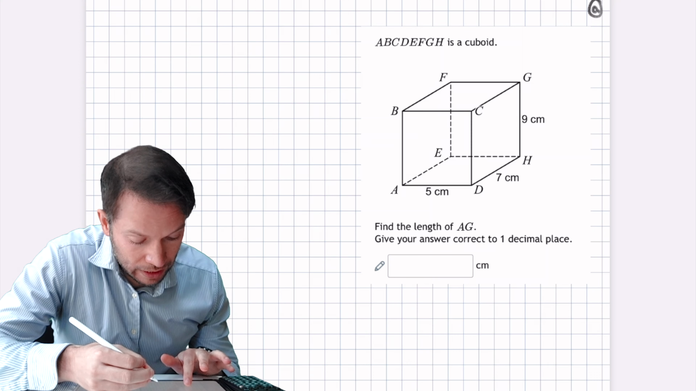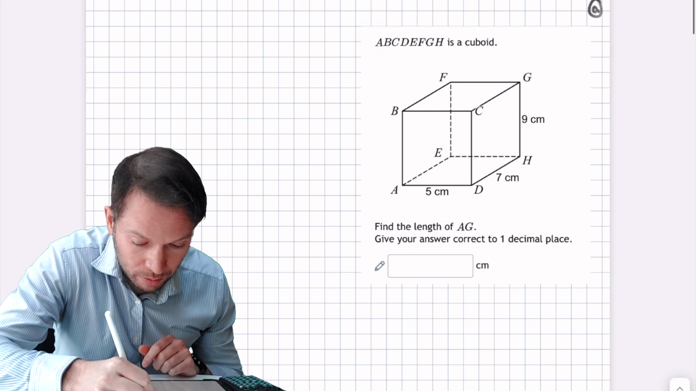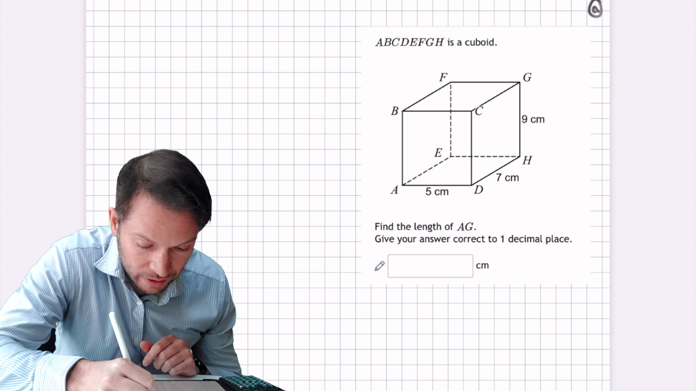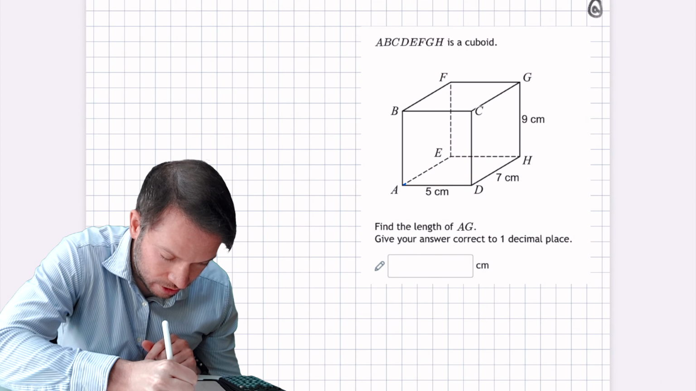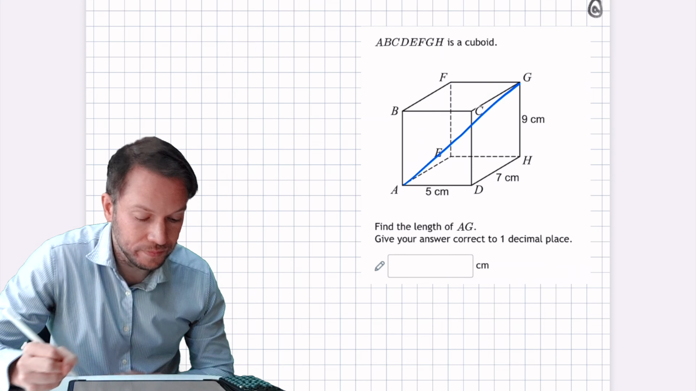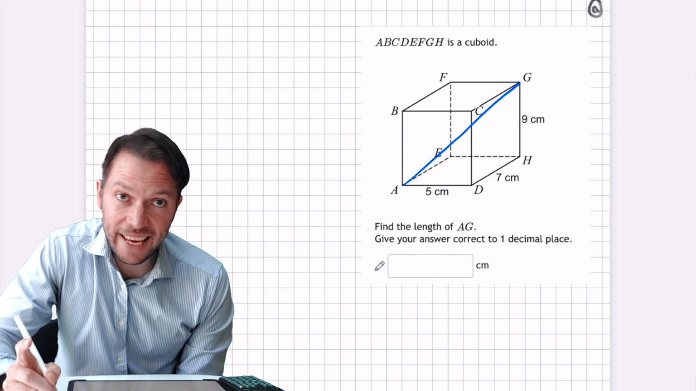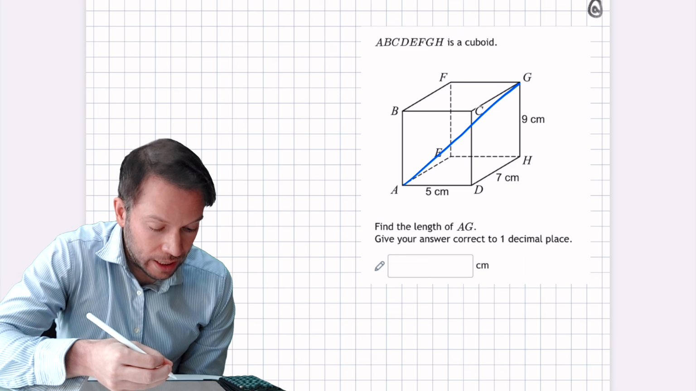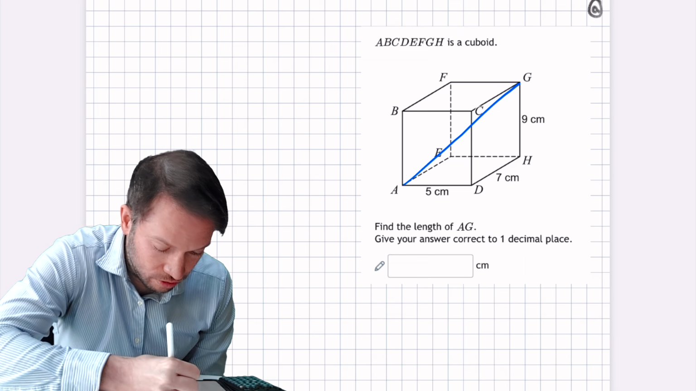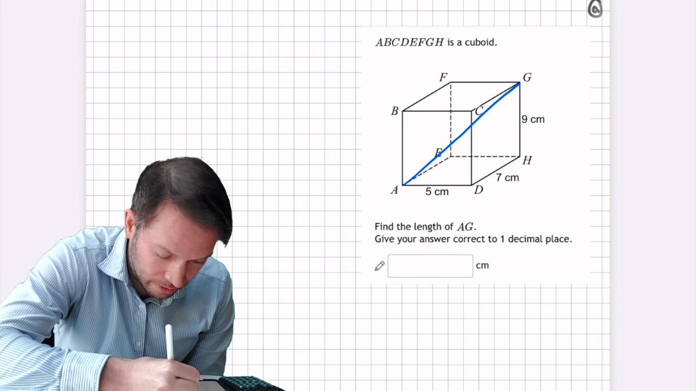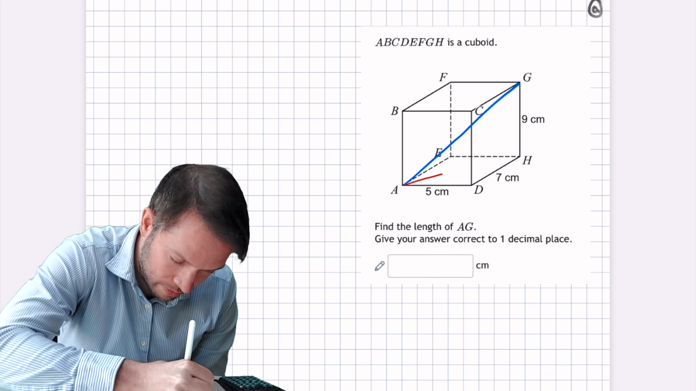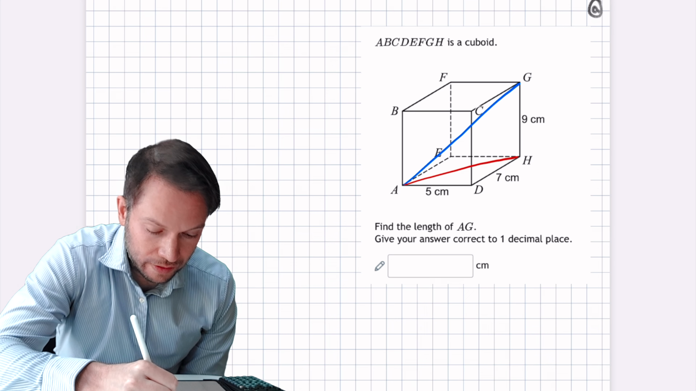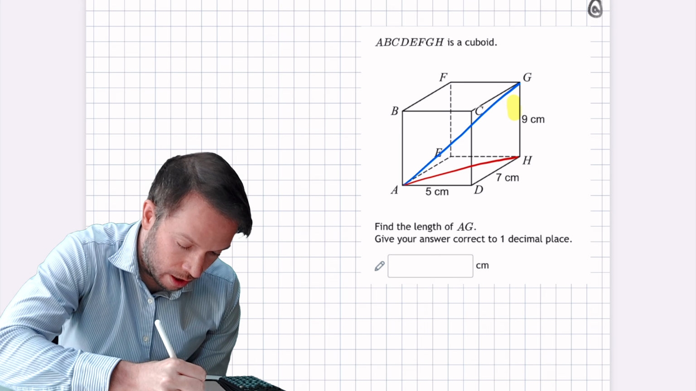So we want to find the length of AG in this cuboid. Now AG is the length from here to here, like that, right? Now, how do we do that? The key is to form a right-angled triangle. If I was to add an additional length from here to here, like this, can you see that I now have a right-angled triangle?